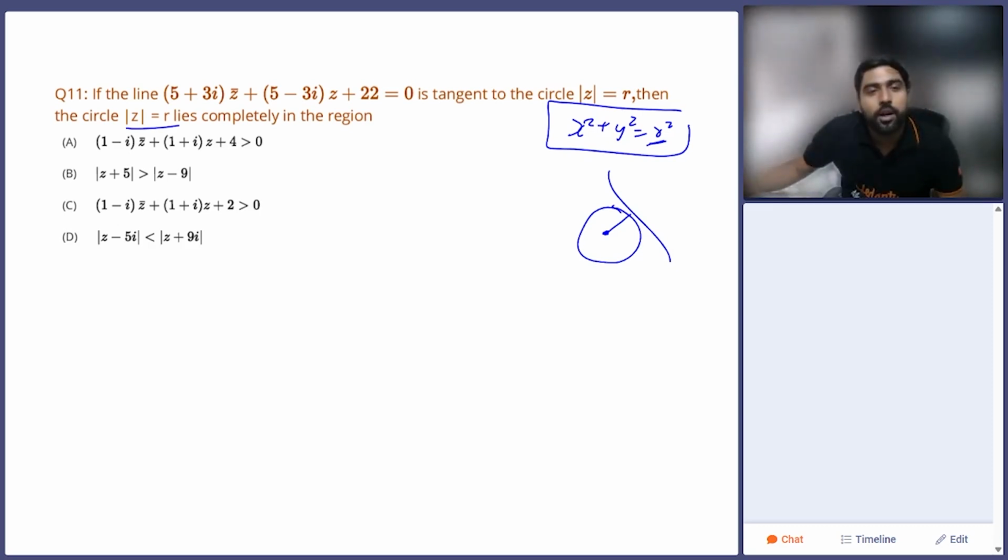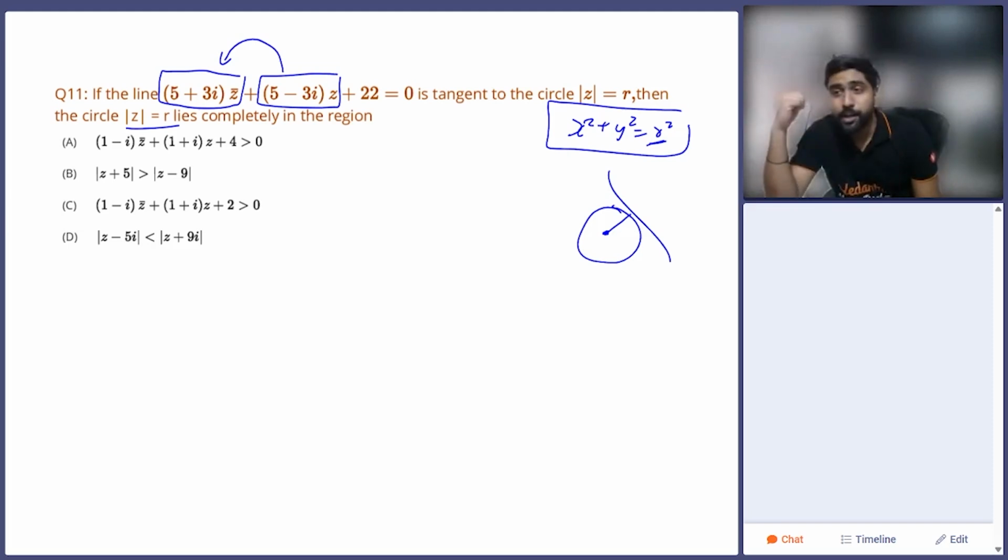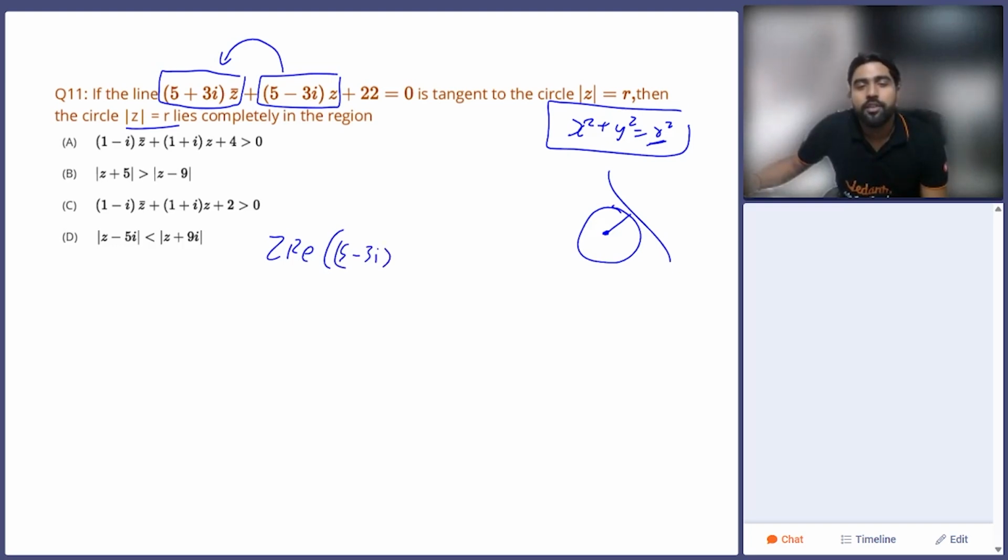Wonderful. Now, observe something, everyone. Over here, this is 5 plus 3 iota into z conjugate, and this is 5 minus 3 iota into z. I hope you are able to see that 5 plus 3 iota into z conjugate is nothing but the conjugate of 5 minus 3 iota z. And we know that when a complex number and its conjugate are added, what you get is 2 times the real part of 5 minus 3 iota into z. Let's consider z to be a plus bi, plus 22 is equal to 0.